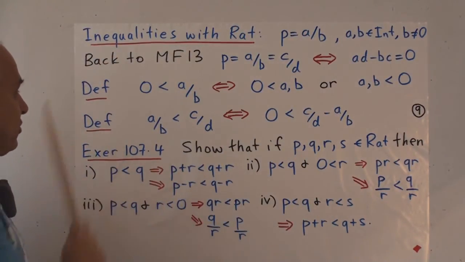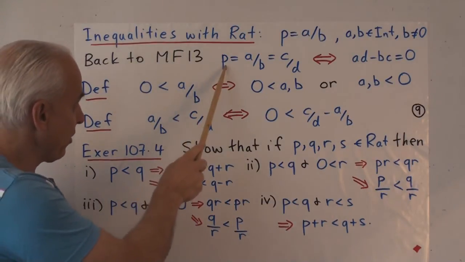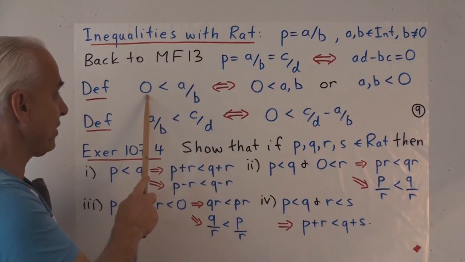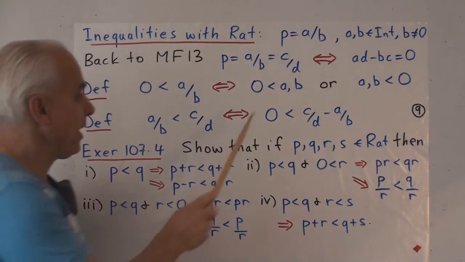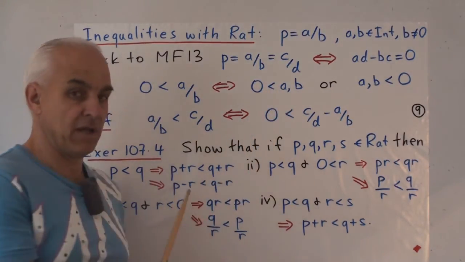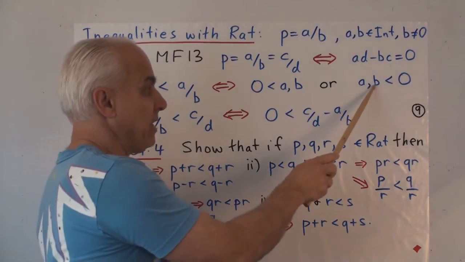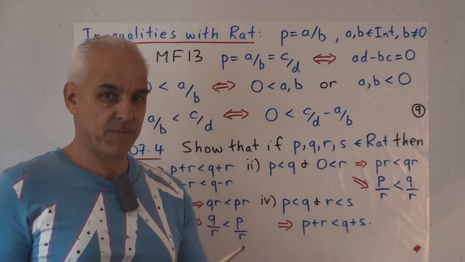Okay, so let's start by introducing a notion of strictly positive. So the rational number p, or a over b, is strictly positive. In other words, it's greater than 0. What does that mean? Well, it means that a and b are both strictly positive integers, or a and b are both strictly negative integers.